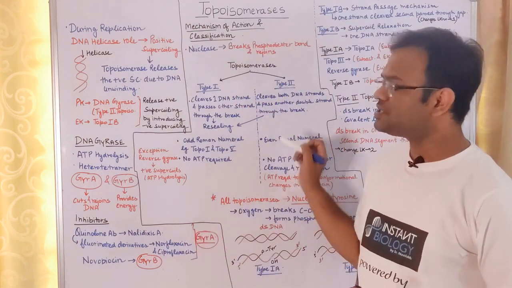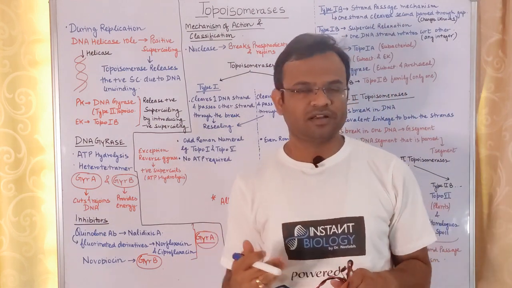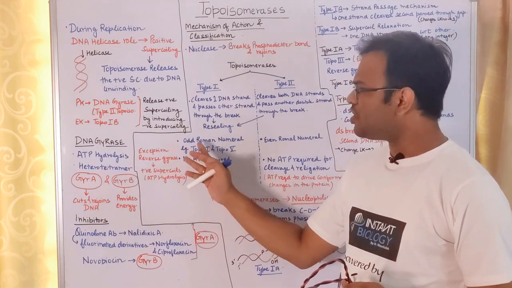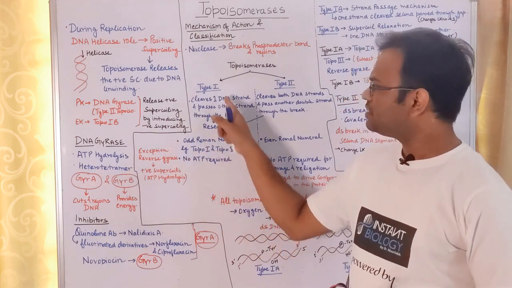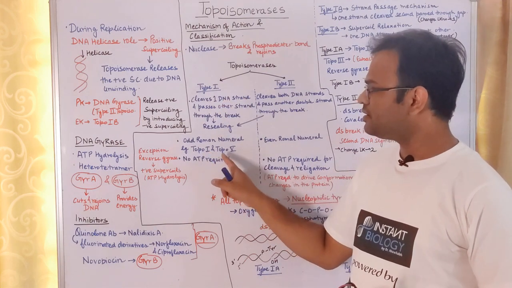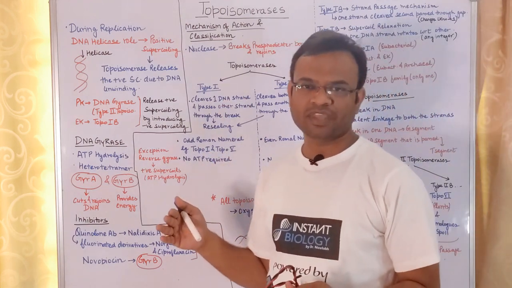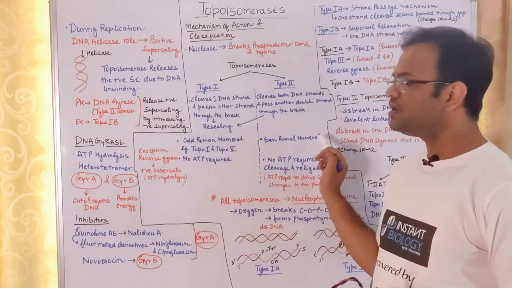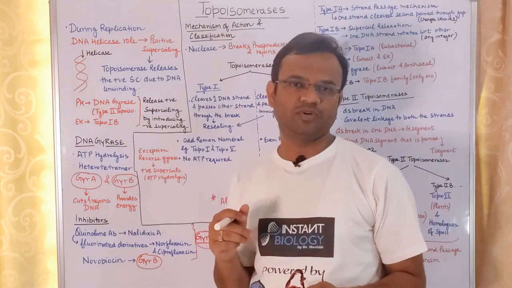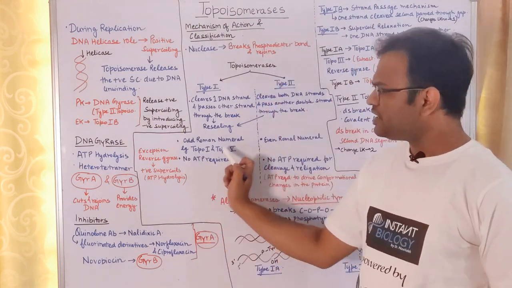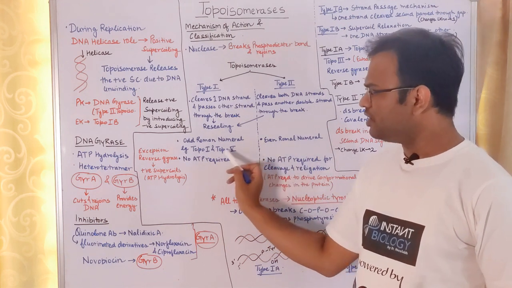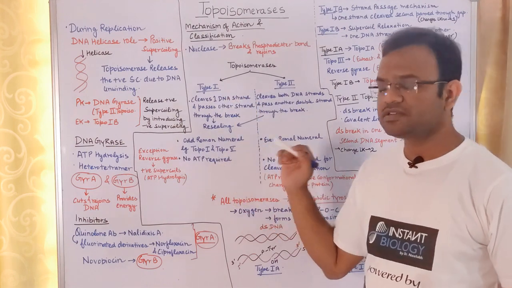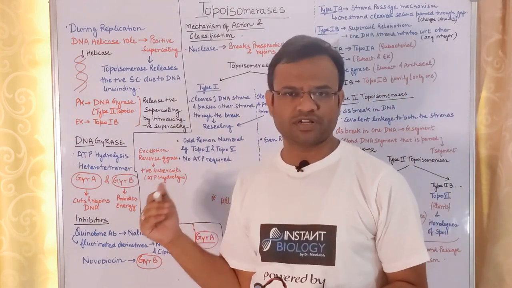One more important concept is the way in which the naming of type 1 and type 2 has been done. In case of type 1 topoisomerases, odd Roman numerals are used. For example, the examples of type 1 are topo 1, topo 5, things like that. But if I'm talking about type 2 topoisomerases, even Roman numerals are used. Another difference is that over here no ATP is required. That means type 1 topoisomerases do not require ATP for their functionality.